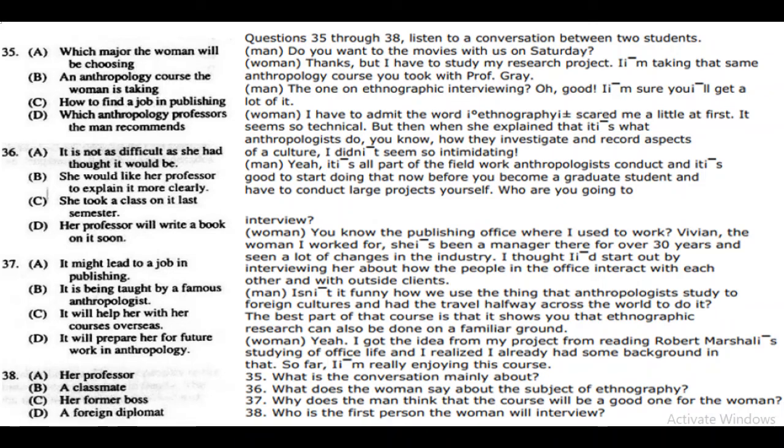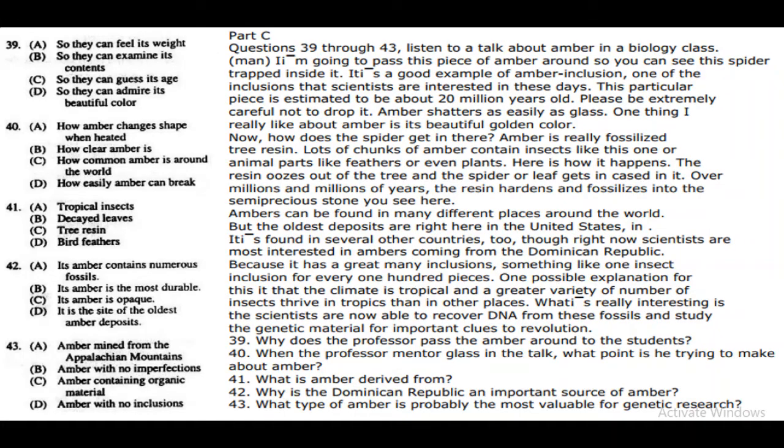This is the end of Part B. Go on to the next page. Now read along as the directions for Part C are being read.